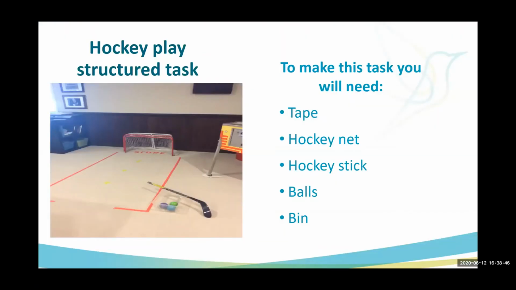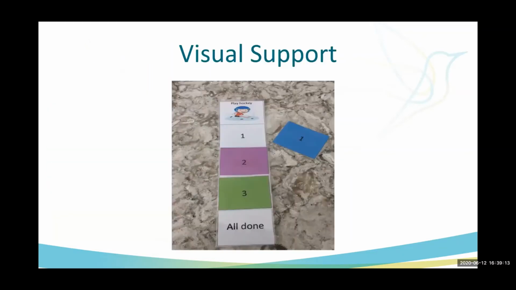So this is the next task. This is the hockey play structured task. And for this task, you're going to need tape to tape on the floor or to outline an area where you want to signify that the play is going to occur. You're going to need a hockey net, a mini stick net is what I've used, a mini stick, balls, and a bin. So you want to have it all set up for the child to be able to just come and do the activity.